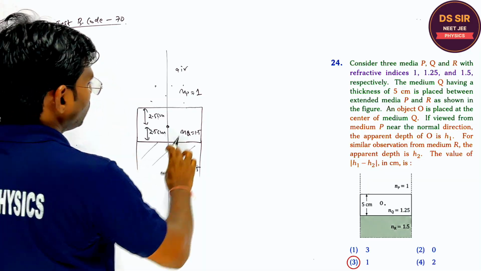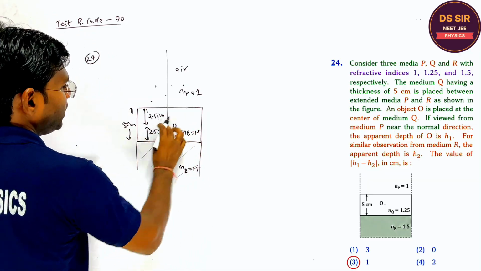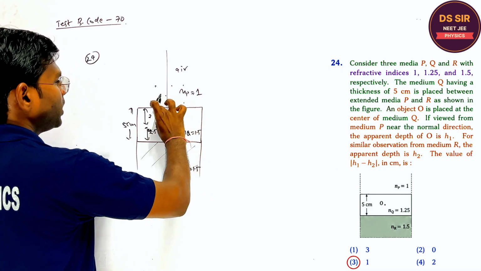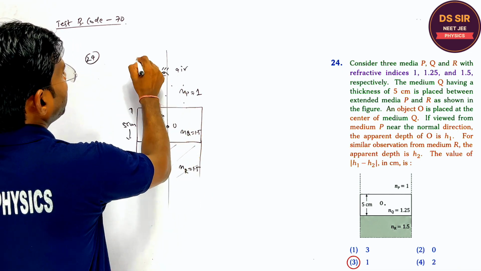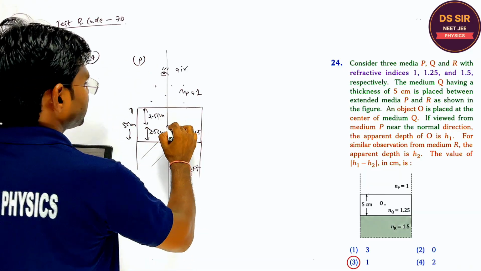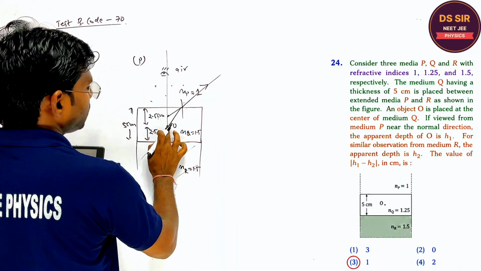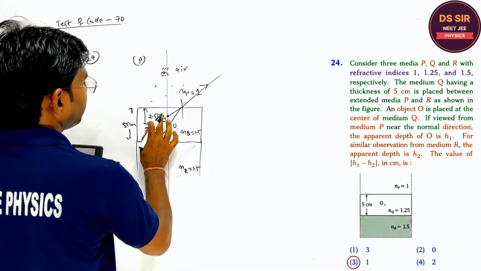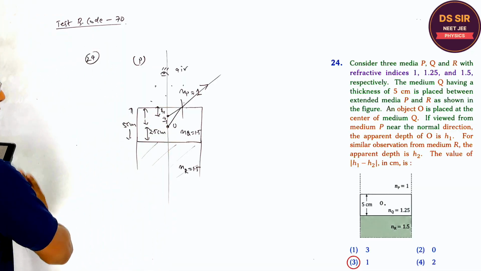So read this question number 24. In this 24, an object is placed in a 5 centimeter width material, and this is in the middle. So therefore this distance is 2.5. When viewed from material P, which is nothing but air, because its refractive index is 1, what will happen? This is the object, and this is the image I1, and therefore this distance is h1. So you can apply the formula.